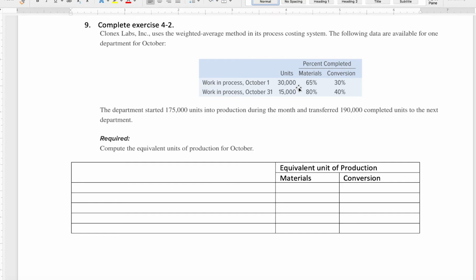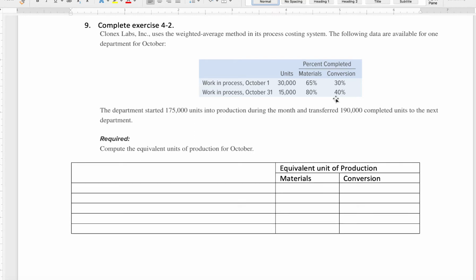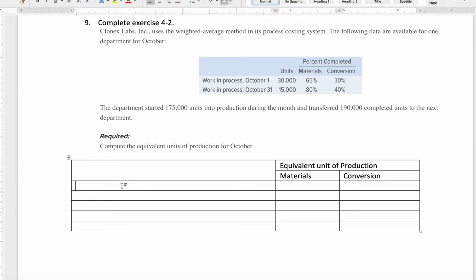Great. Then they tell us, by the way, your ending WIP on October 31st was 15,000 units. So 15,000 units were still in production. Of those 15,000 partially completed units, they were 80% complete with respect to material and 40% complete with respect to conversion costs.